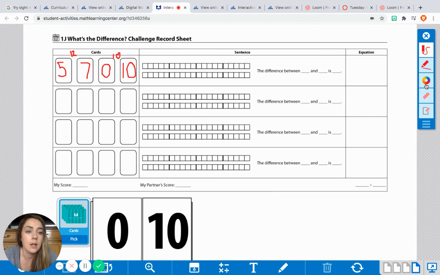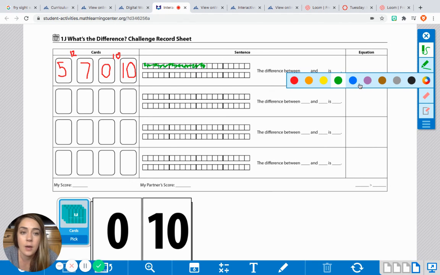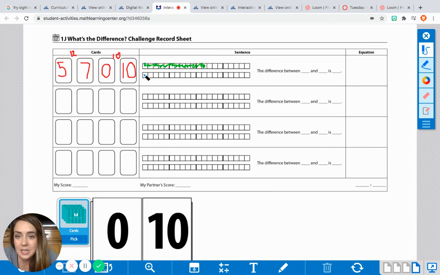So I need to color my Unifix cubes in. So 12: 1, 2, 3, 4, 5, 6, 7, 8, 9, 10, 11, 12. And now I need to color in my 10: 1, 2, 3, 4, 5, 6, 7, 8, 9, 10. Perfect. And which number always has to go first? The bigger number or the smaller number?